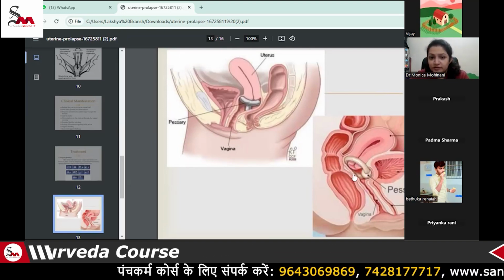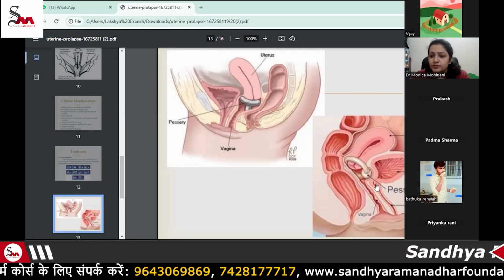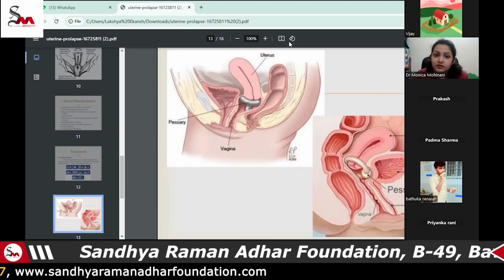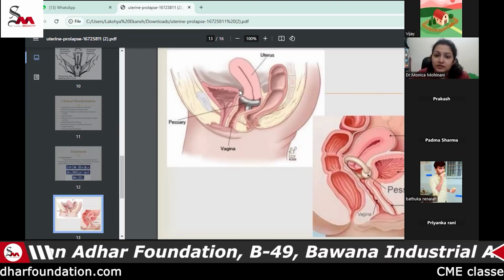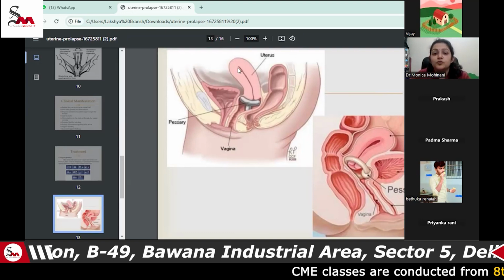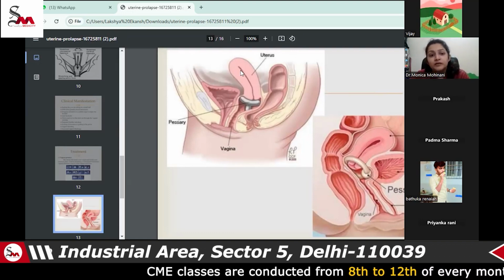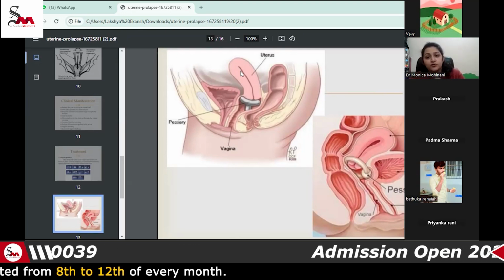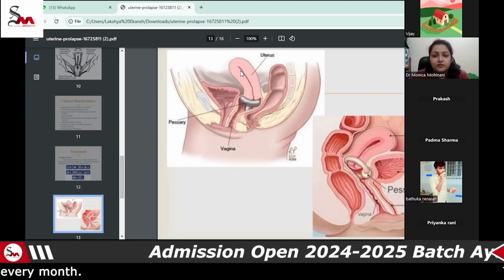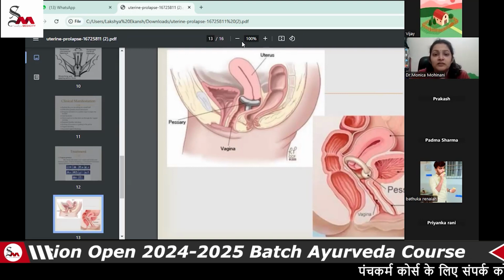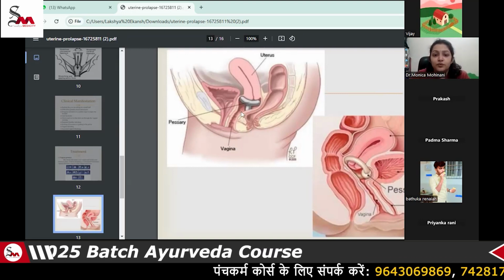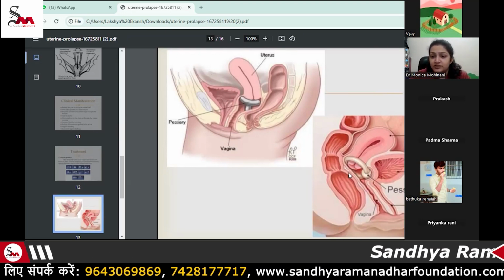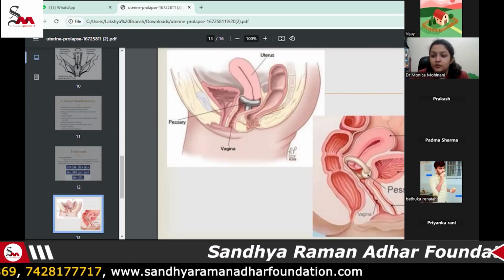This is a ring pessary. It is used to keep the uterus in position. In normal condition, these ligaments and muscle and pelvic floor, all that helps the uterus to be in position. But in later stage of life, due to multiple pregnancy or hormonal decrease or any other pressure or any other reason, when this support system fails, we have to use external rings or pessary-like structures to keep the uterus in place.